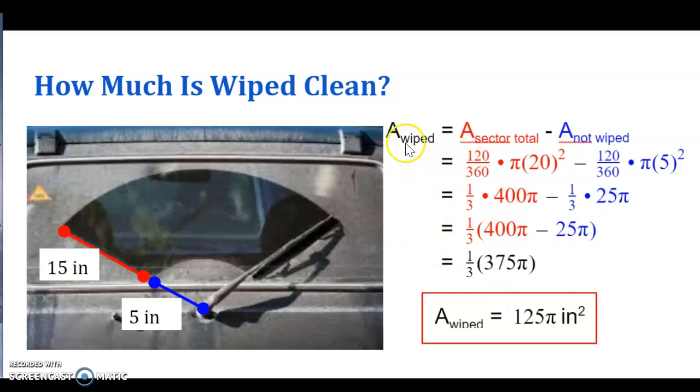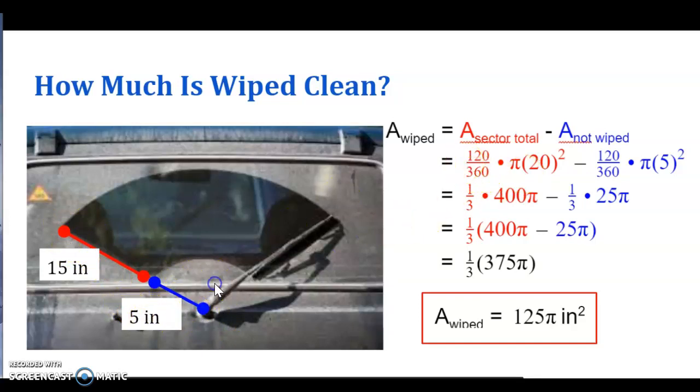Again, the answer is the area of the white area. The white area is going to be the total sector area minus the area not white. So I'm talking about this area that is not white. So the total sector area is, what is the radius in this case? Is it 15? Is it 5? No, it's actually 15 plus 5, which is 20.